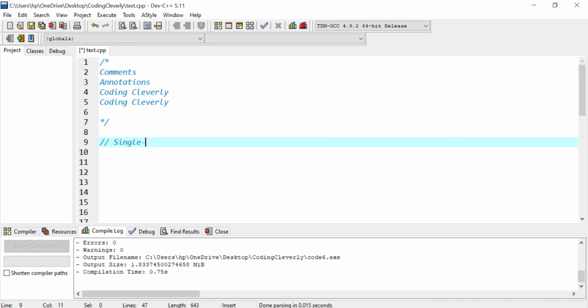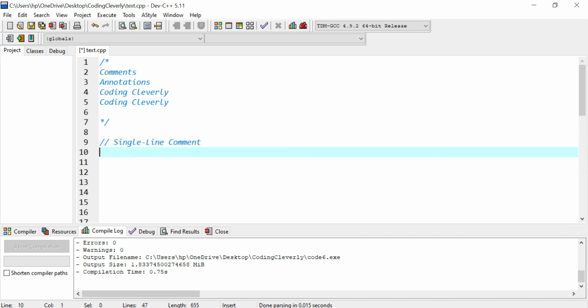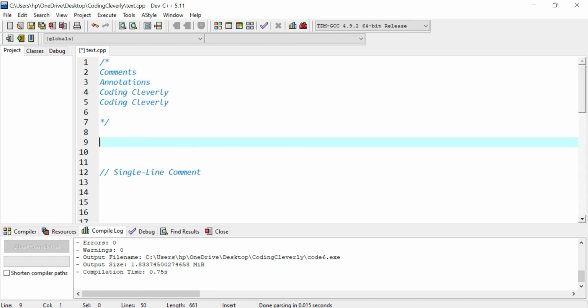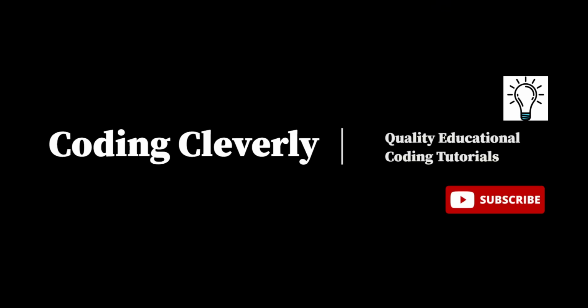And the single line comment will be only on one line. So basically, the compiler won't read anything in this line, or any of these lines, and will ignore them and read the rest of the code if there is any code present. All right, so that was just a little tip I wanted to add.